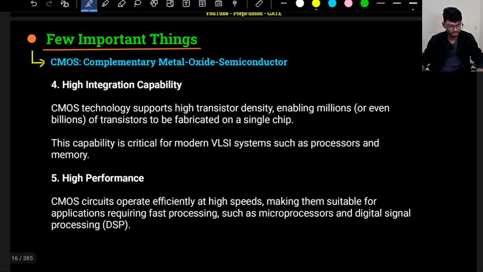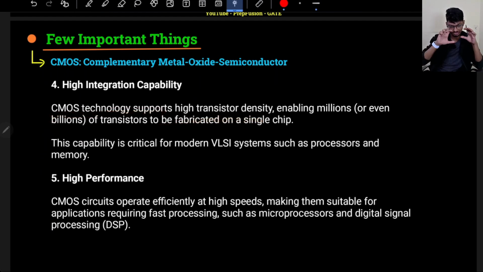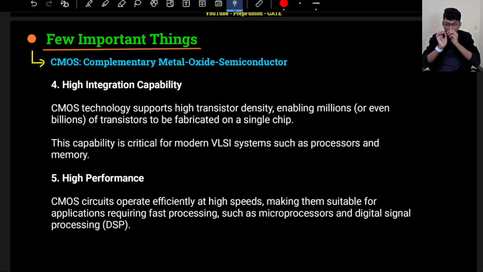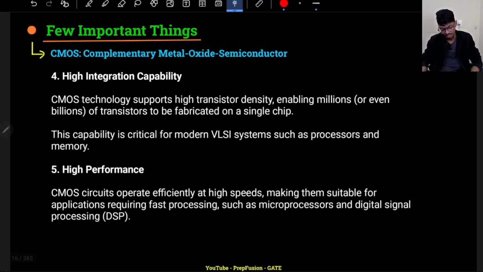Then high integration capability. CMOS technology supports high transistor density. Basically, many transistors can be put inside a very small amount of space, enabling millions or billions of transistors to be fabricated on a single chip. Now, if this is the property, then there is very less distance to send the data from one point to another point. If there is less distance, that means it will be faster. So that's why we have high integration capability.